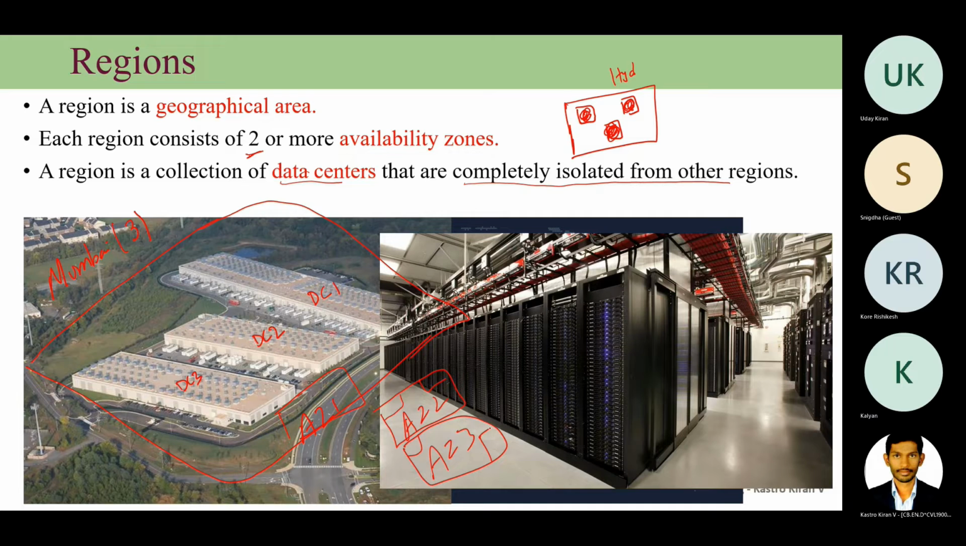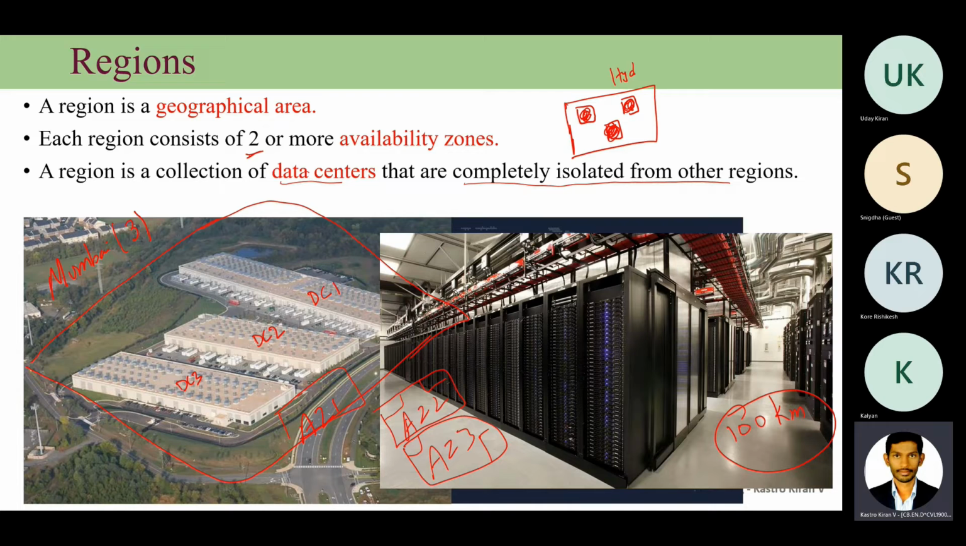All these availability zones are isolated from each other. Isolated means they do not stay close to each other. The distance between one availability zone and another in a specific region should be at least 100 kilometers. Remember this, at least 100. They are established that way only. Each availability zone in a region is established at a minimum distance of 100 kilometers. Why is it maintained?